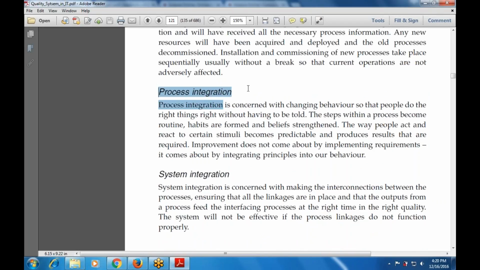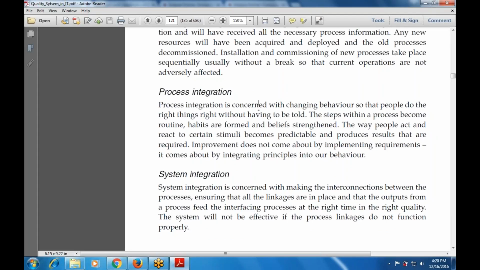Next is process integration, that is concerned with changing behavior, so that the people do the right things at the right time without having to be told. Without having to be told, they are doing the right thing at the right time. That is the process integration.